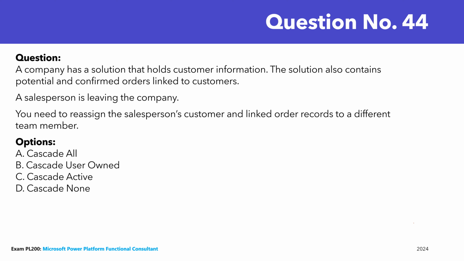Options: A. Cascade all. B. Cascade user owned. C. Cascade active. D. Cascade none.